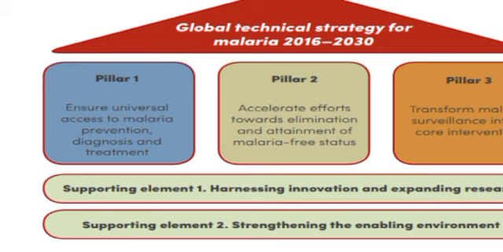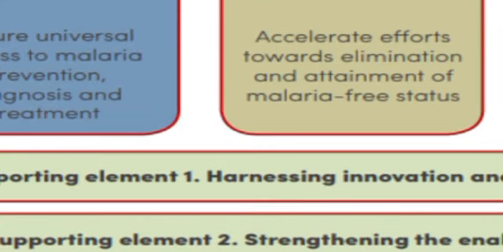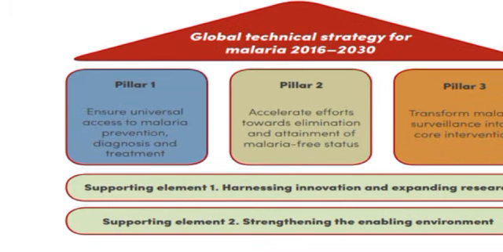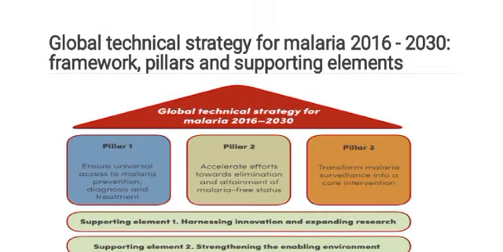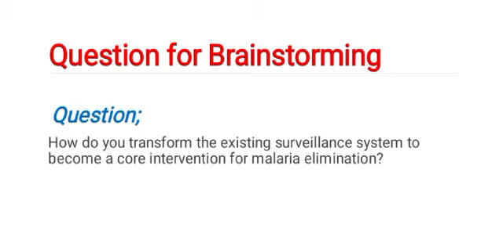Supporting element 1: Harnessing innovation and expanding research. Supporting element 2: Strengthening the enabling environment. Question for brainstorming: How do you transform the existing surveillance system to become a core intervention for malaria elimination?